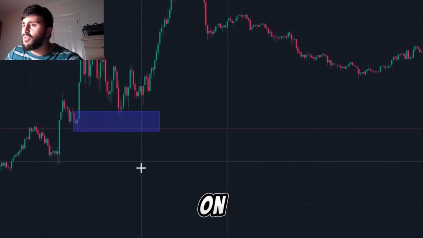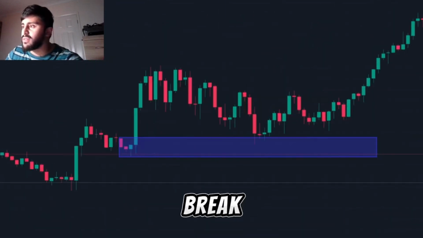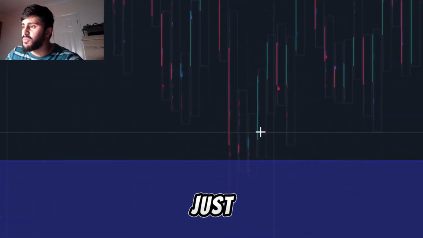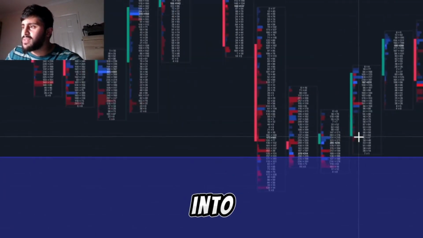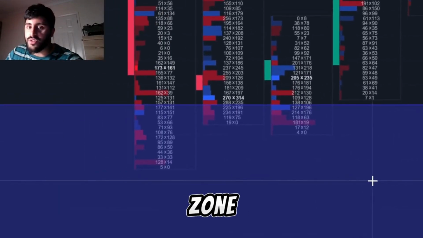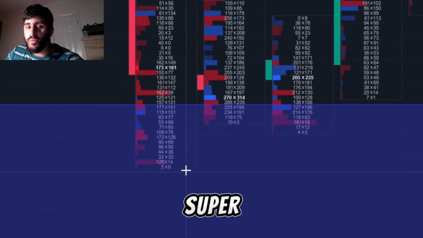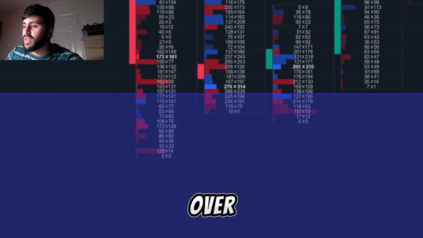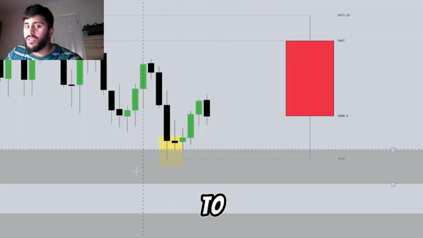All right. So on the 5 minute time frame over here, let's break this down even further. So now that we've come into this zone, I want traders to understand what is really going on inside of this zone over here. This zone is super important. So this rejection over here corresponds to this rejection over here.